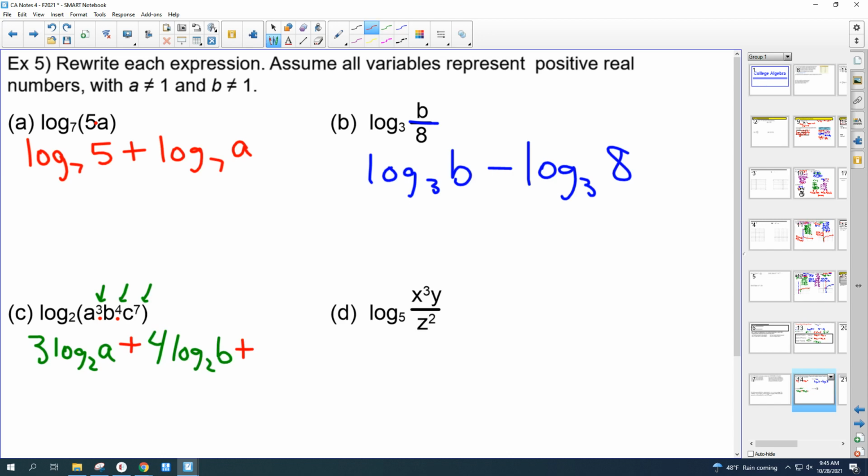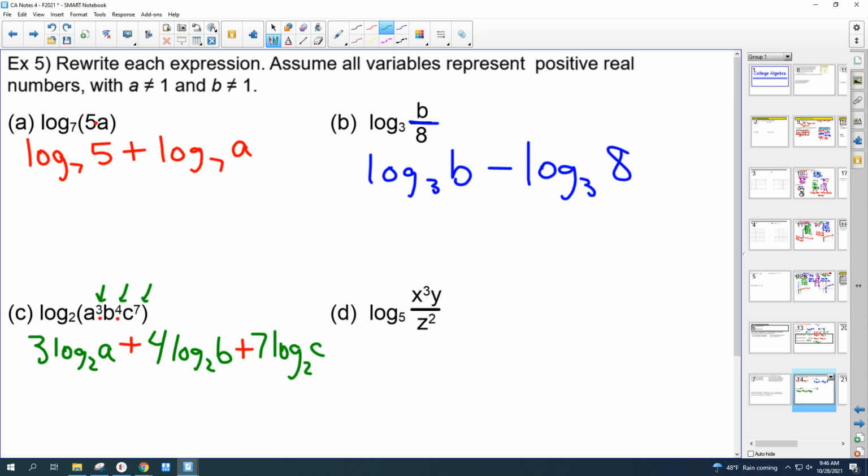Is that b? I'm sorry? This b right here? No, that's just this argument b. Okay, good question. So then the more of these you see, the more you'll notice. The next one has an exponent 7. That 7 is going to come around to the front. Log base 2 of c. That's it. They're all kind of the same.